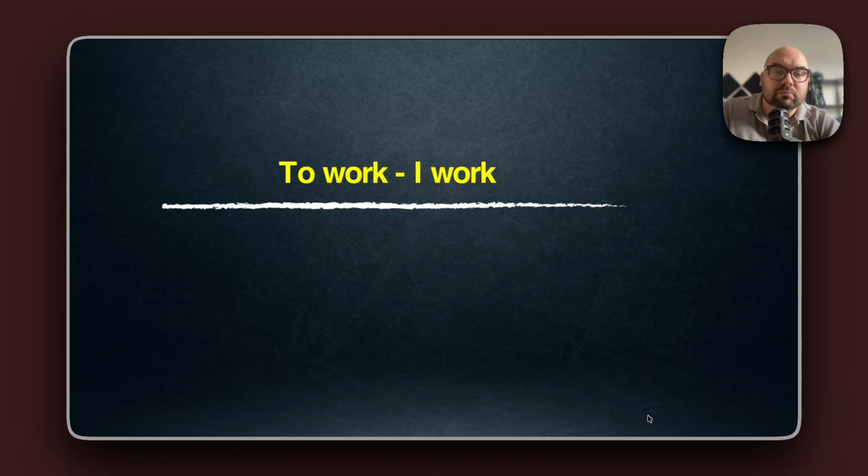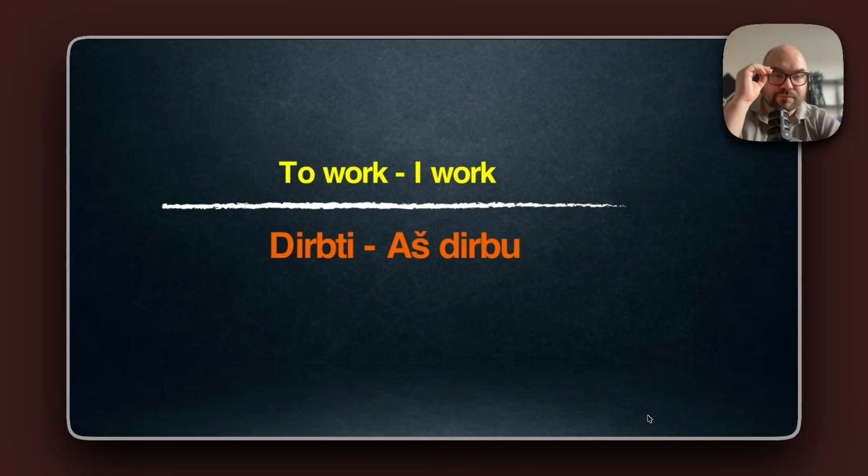To work, or I work, would be dirbti, or aš dirbu. So that's I work. Like gyvenu, so dirbu. To work, dirbti, I work, aš dirbu. The same ending, not always the same. You have different declensions, but still, this one works here. Aš dirbu, aš gyvenu.